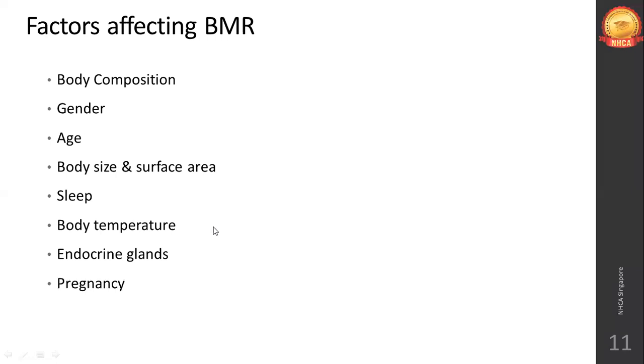Pregnancy: in the first and second trimester, the BMR will increase, but later on, by the last trimester, the BMR slightly falls because digestion has decreased. Digestion slows down a bit because the body requires more nutrition. So the BMR also falls in the later stages of pregnancy. But in the first two trimesters of pregnancy, BMR increases by 5%.